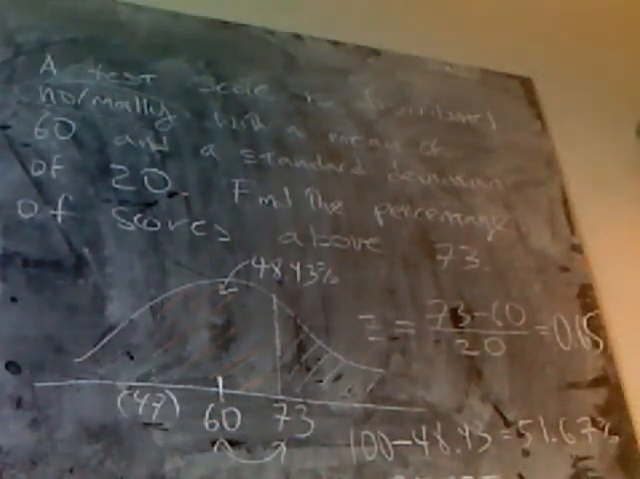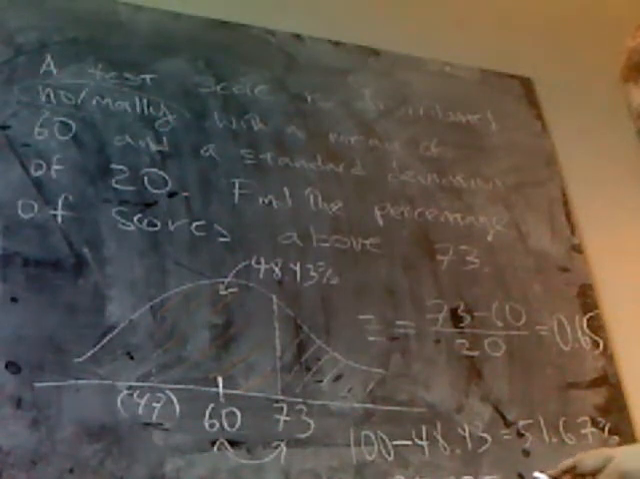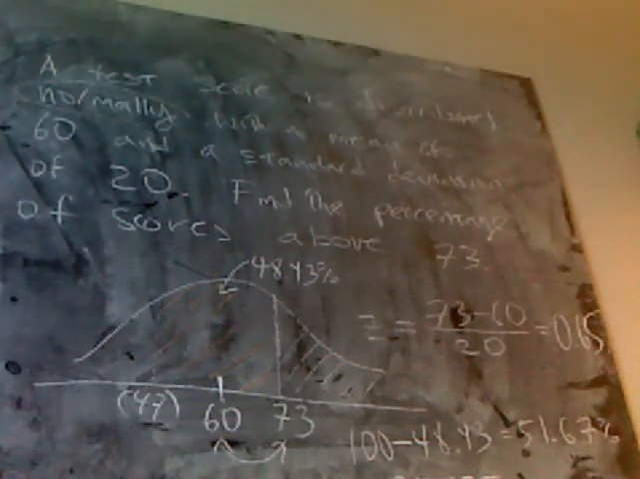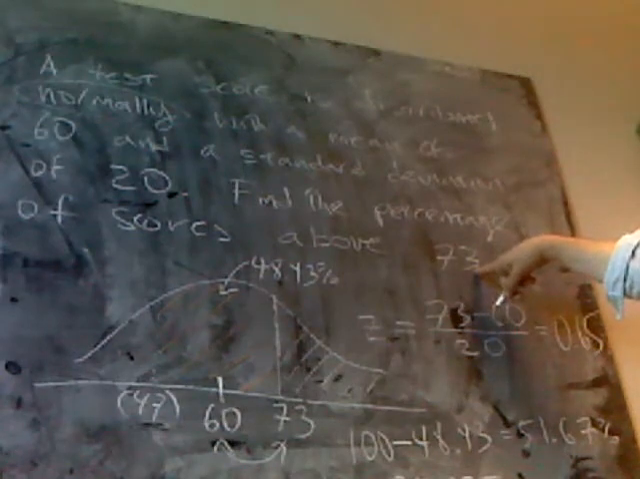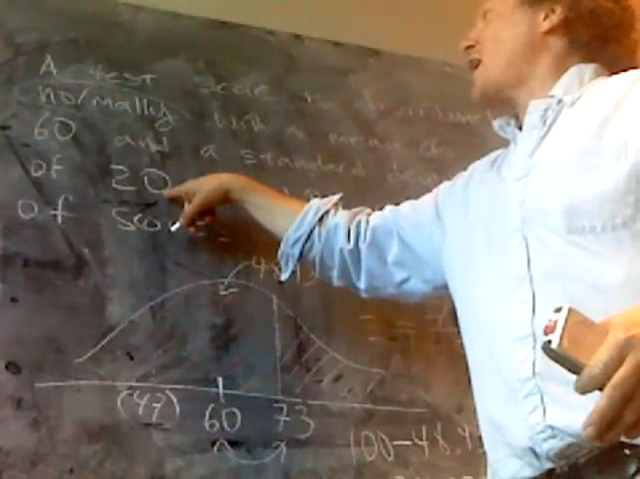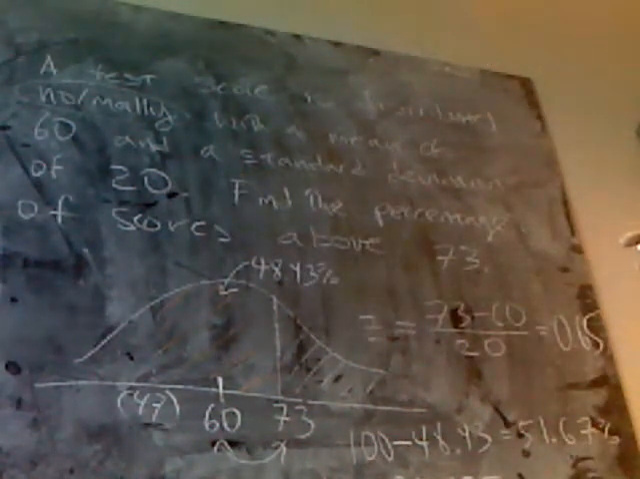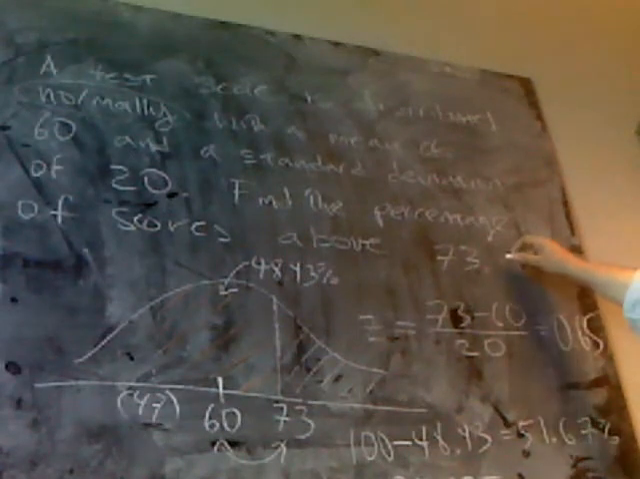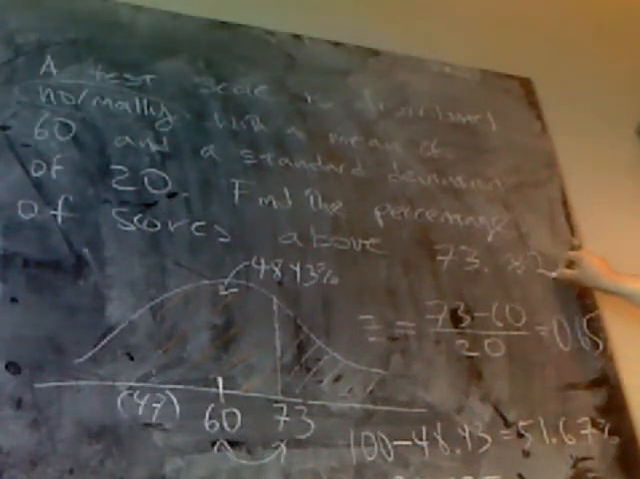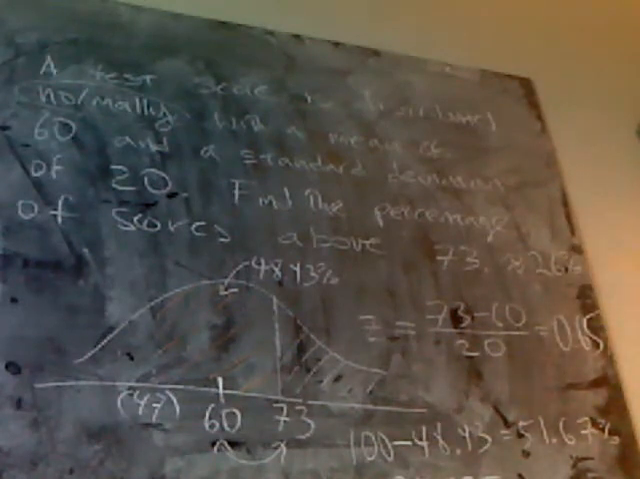25.835. That's a lot of decimal points. We're probably really just interested in the fact that it's about 25.8%, or maybe even just 26%. For this problem, since everything seems to be given to only two significant figures, 26% is about as accurate as you want to be. So that's the answer to the question: about 26% of the scores should be above 73. Okay?